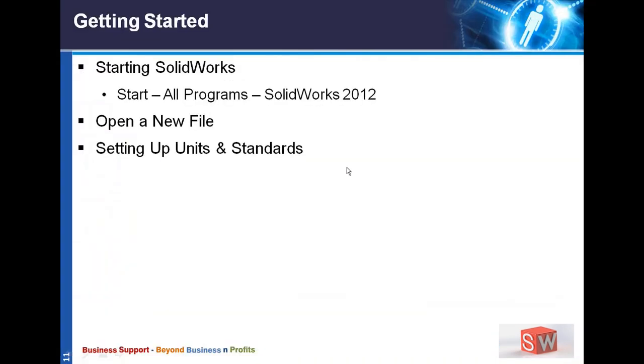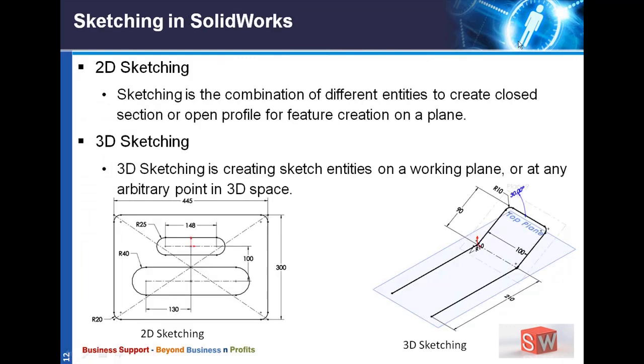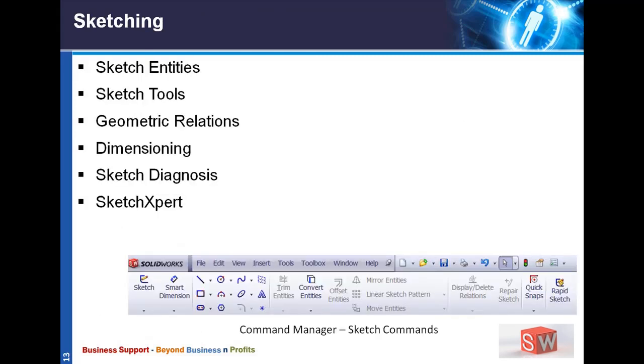In 2D sketching, what do you do? 2D sketching is a combination of different entities to create a closed profile or an open profile on a working plane. In 3D sketching, you create entities on a plane or at an arbitrary point. That's what we are saying: we create a line in X, Y, Z direction, or it may be at an arbitrary point. Now let us look into SolidWorks to see how we can create these two.